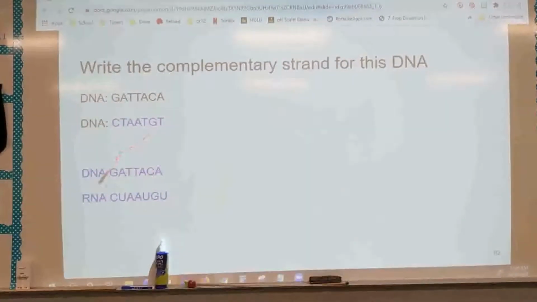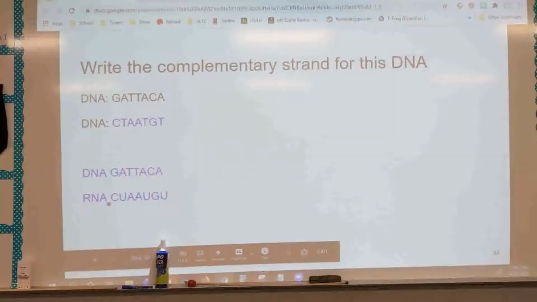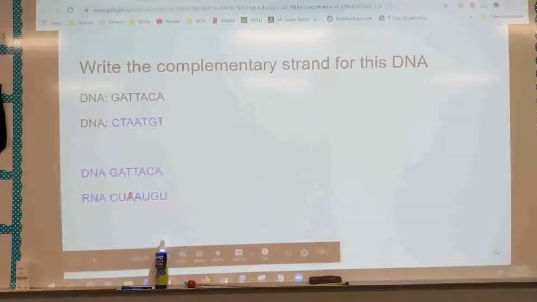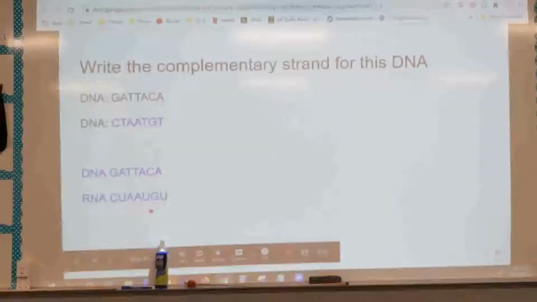All right, with RNA, like I said, all the bases are the same except thymine becomes uracil. It doesn't really matter why right now. I honestly don't know why. It's just the way the universe made it. So guanine still bonds to cytosine. Adenine is going to bond to uracil. The thymine in the DNA will still bond to an adenine in the RNA.